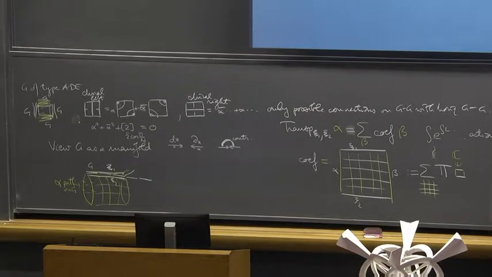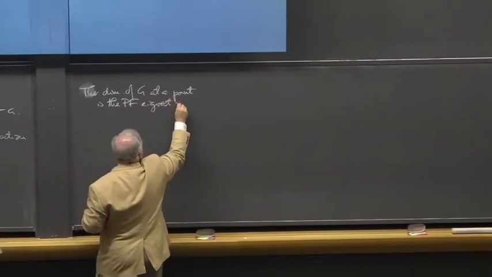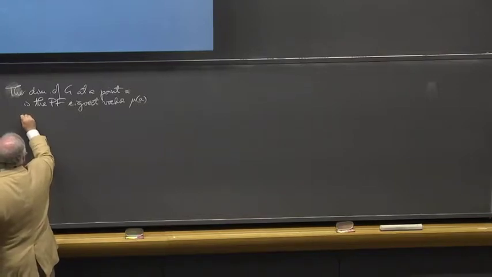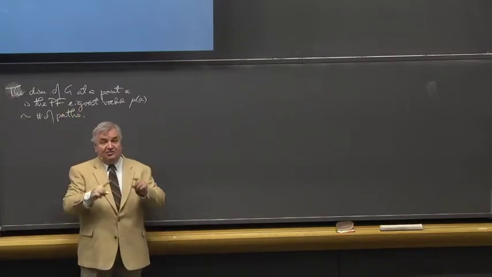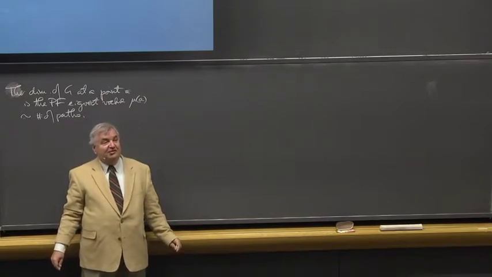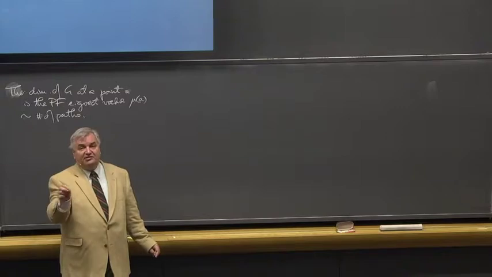But remember that, first of all, the dimension of G at a point is the Perron-Frobenius eigenvector value mu at a point A, mu of A. So it changes, which gives the approximate number of paths, as you remember from the path on A4 with the rabbits, where we were getting the Fibonacci numbers. So as a manifold, here the dimension varies from one point to another.